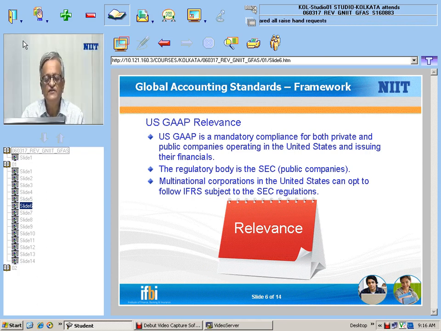What is the meaning of relevance? Can anyone tell me what is the meaning of relevance? R-E-L-E-V-A-N-C-E. Relevance. You can see the heading, US GAAP relevance. So what is the meaning of relevance? Relevance means what is pertaining to the matter at hand, what is important. What is important as far as US GAAP is concerned, to whom is it applicable? That is the meaning of relevance.